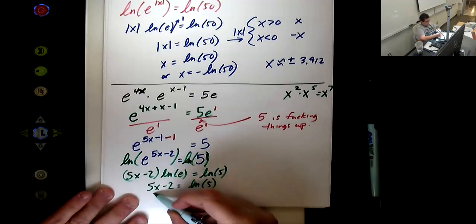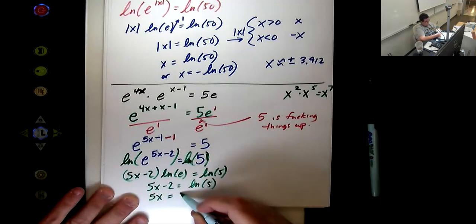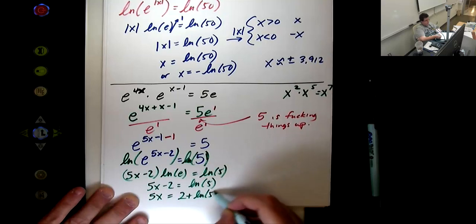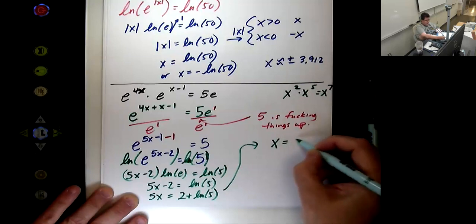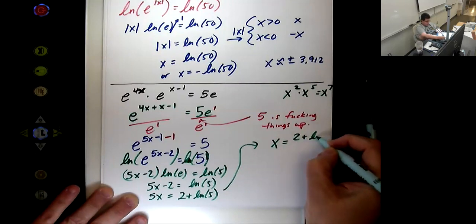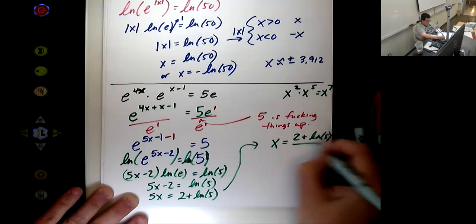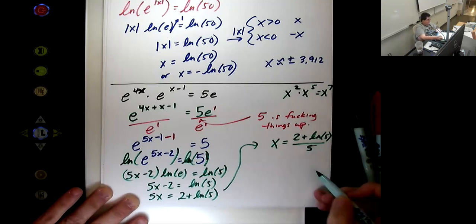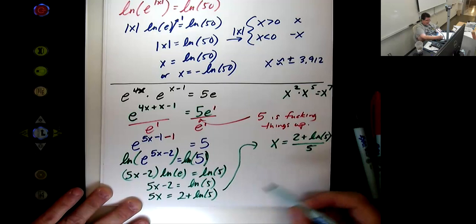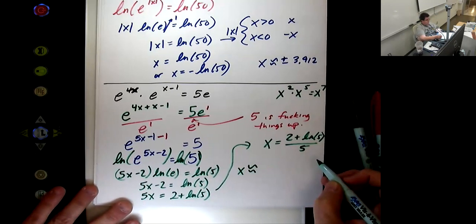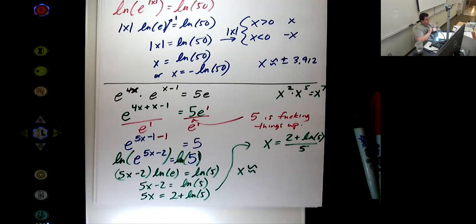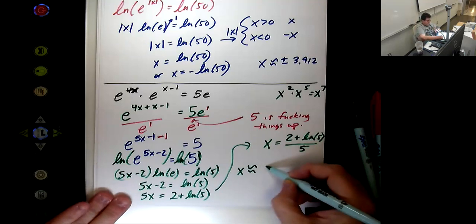I'll add 2 to both sides. I get 5x equals 2 plus the natural log of 5. And when I divide by the 5 to get x by itself, I have 2 plus natural log of 5 over 5. That's the exact answer. In a calculator, natural log of e is this one. This ends up being 0.722.